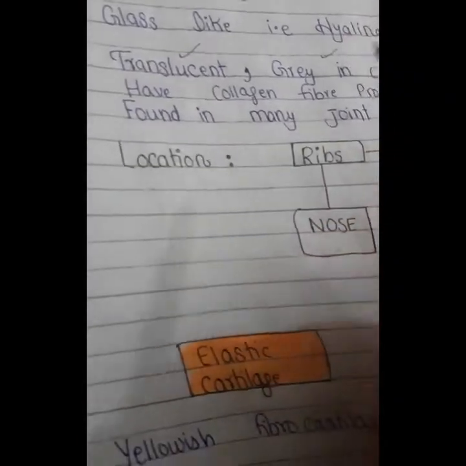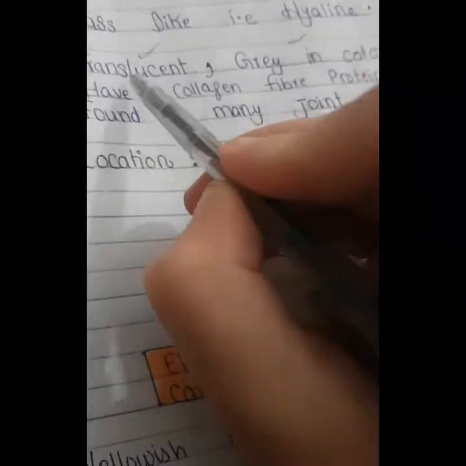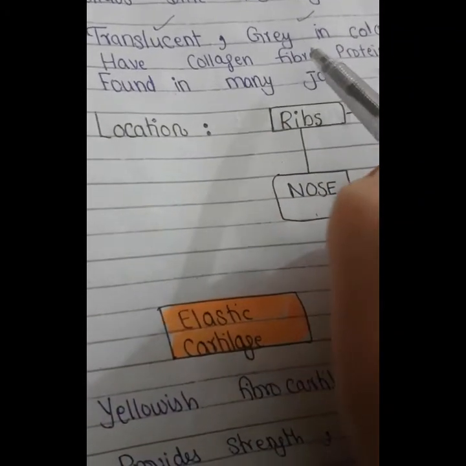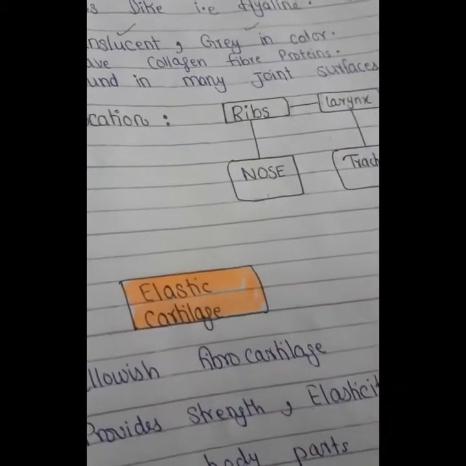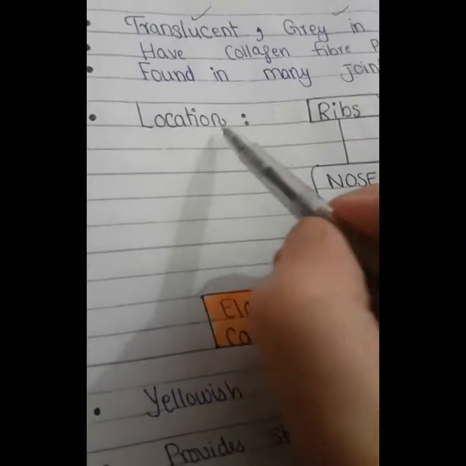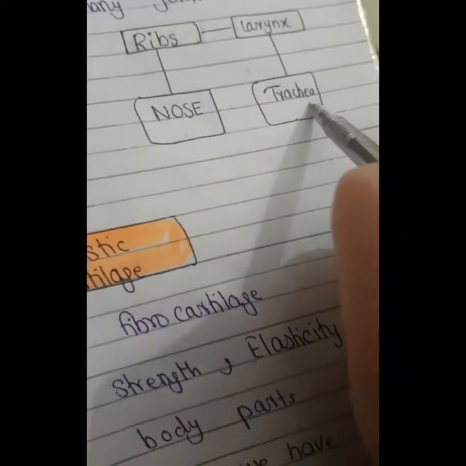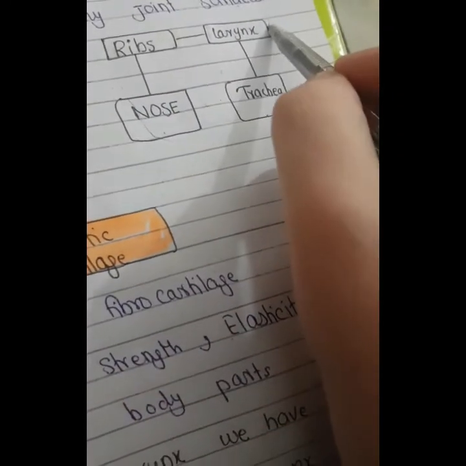Hyaline cartilage is glass-like, translucent and gray in color. It has collagen fiber proteins, and is found on many joint surfaces. Locations: found in ribs, larynx, nose, and trachea. These are the locations where you will find hyaline cartilage, right? Let's go to the second part.